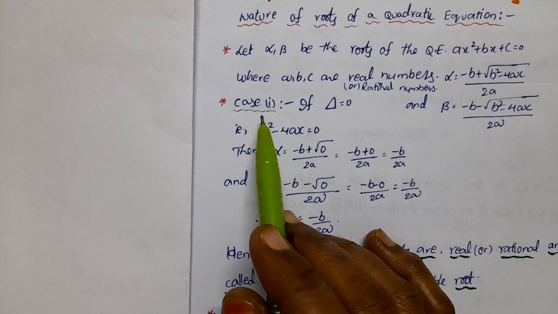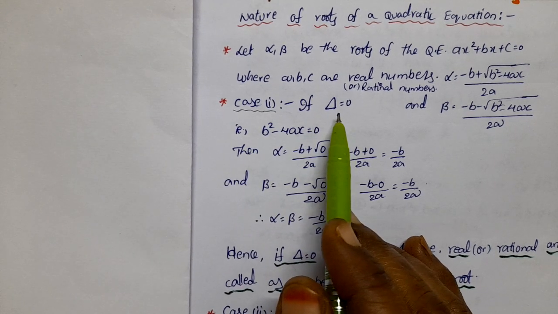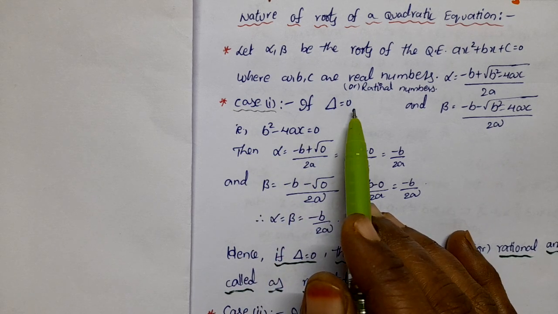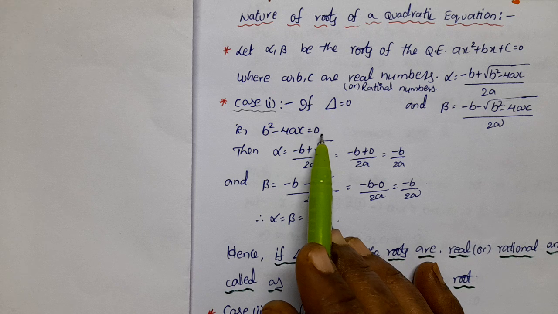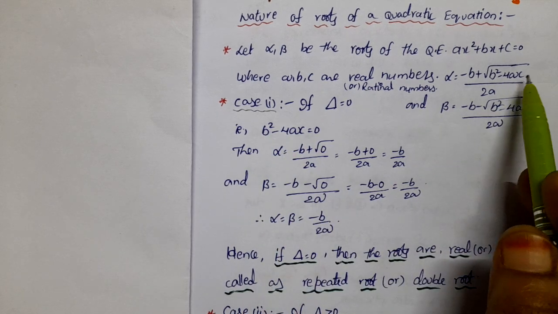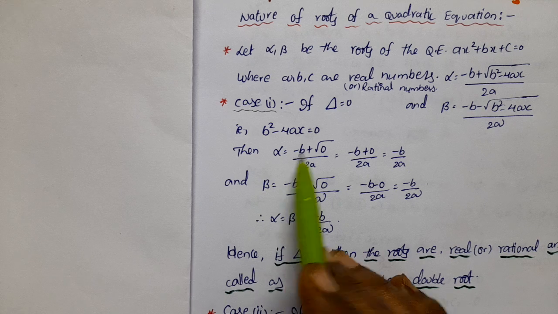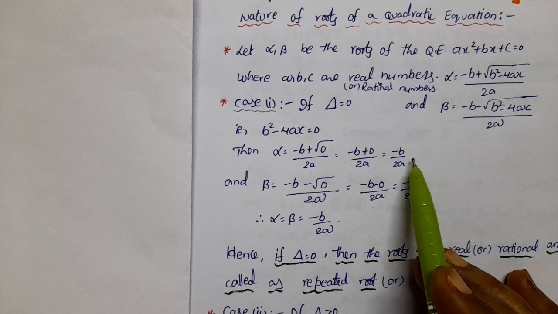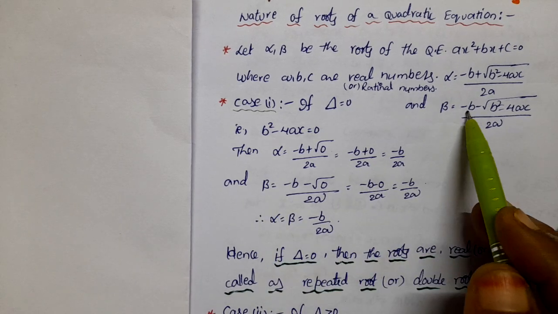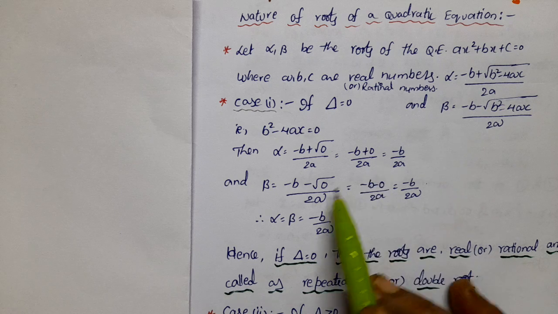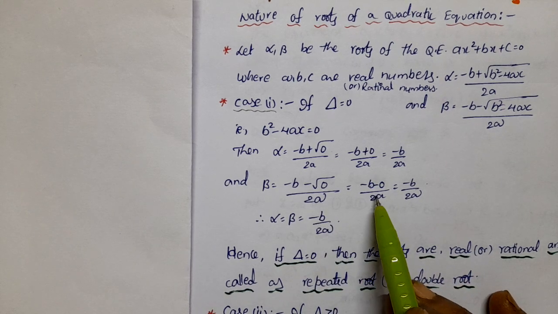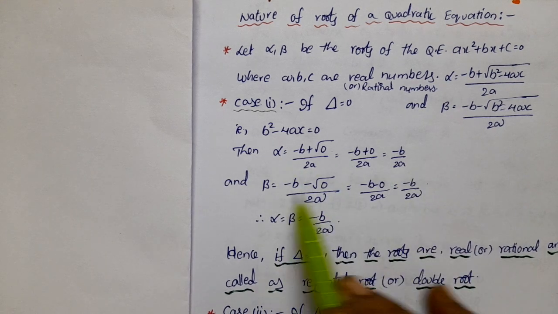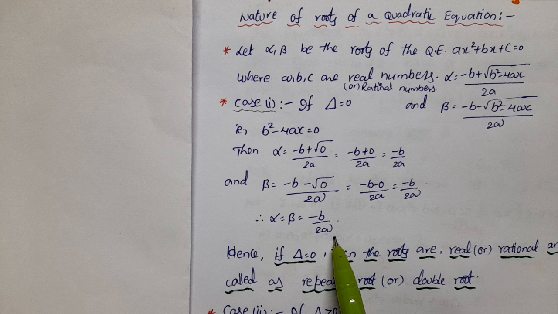Now case 1. If delta equal to 0, delta means discriminant. Formula is b square minus 4ac. If delta equal to 0, it means b square minus 4ac equal to 0. Put this value here and here. Then alpha equal to minus b plus root 0 by 2a, that is minus b plus 0 by 2a, equal to minus b by 2a, and beta equal to minus b minus root 0 by 2a, that equals minus b minus 0 by 2a, equal to minus b by 2a. Therefore, alpha and beta are equal to minus b by 2a.